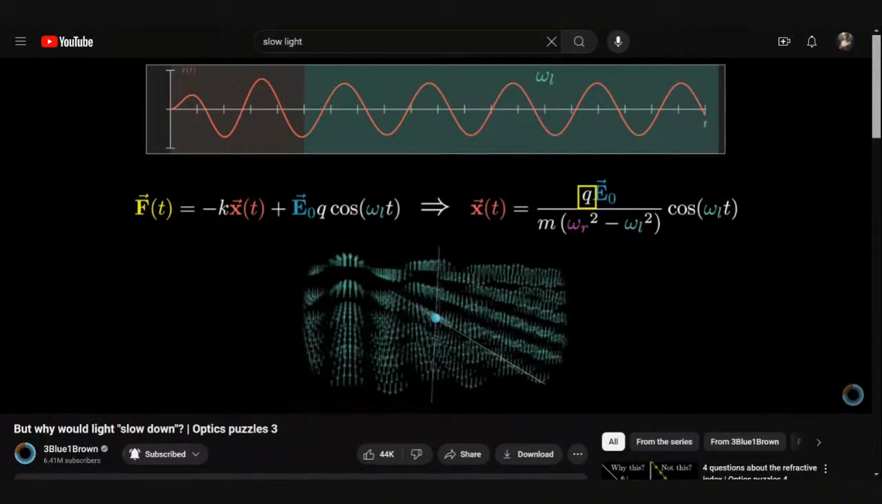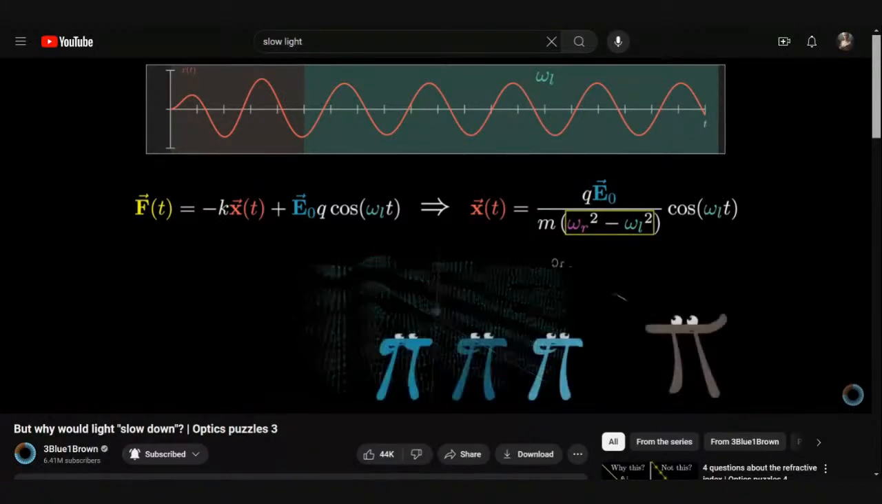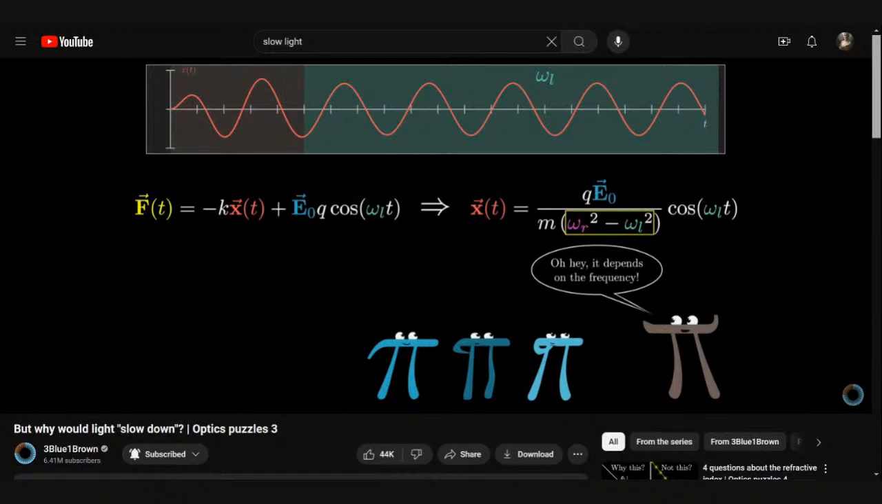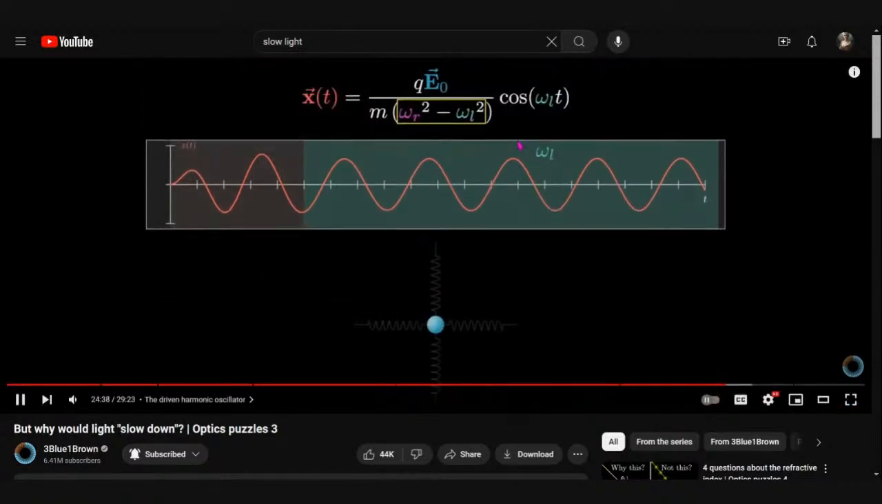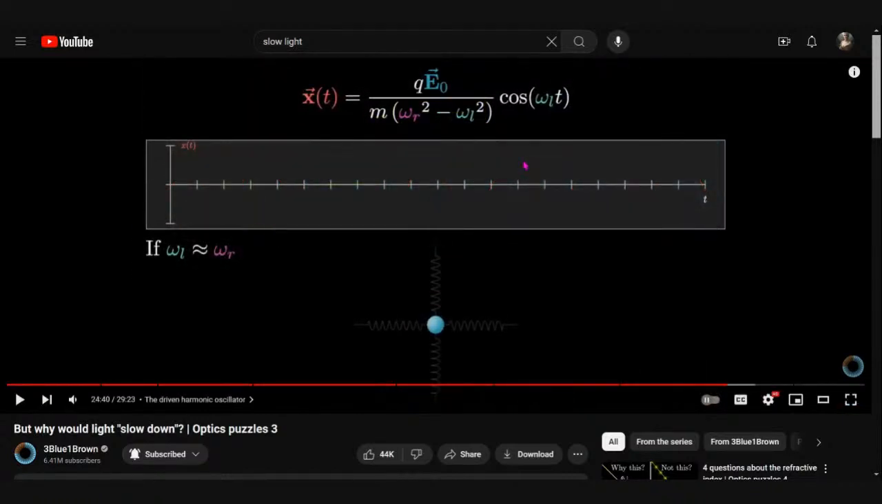And the real heart of the matter comes down to what's sitting in the denominator here, the difference between the square of the resonant frequency and the square of the light frequency. And to build a little intuition, take a moment to think about what would happen if the frequency of the incoming light was something very close to the resonant frequency of this oscillator.